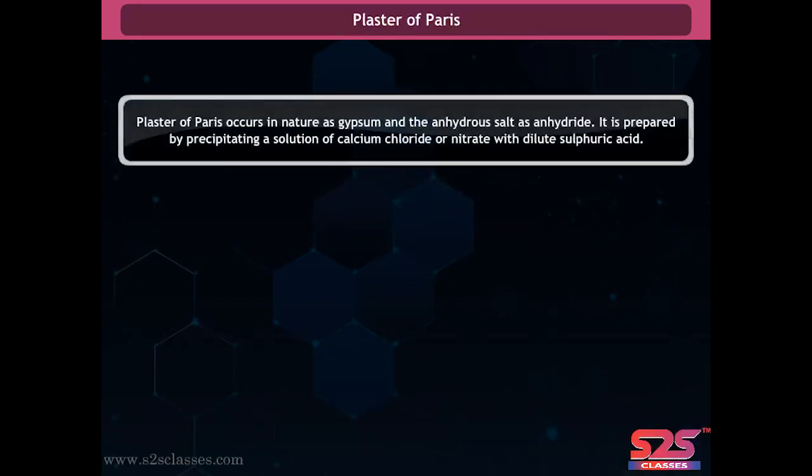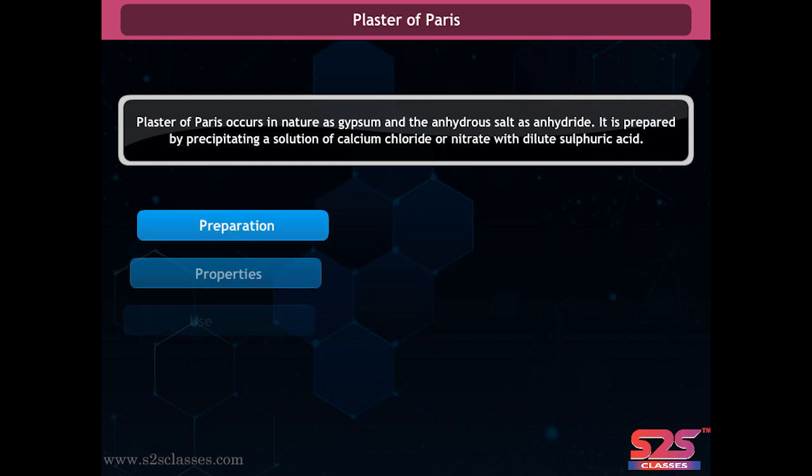Plaster of Paris. Plaster of Paris occurs in nature as gypsum and the anhydrous salt as anhydrite. It is prepared by precipitating a solution of calcium chloride or nitrate with dilute sulfuric acid.